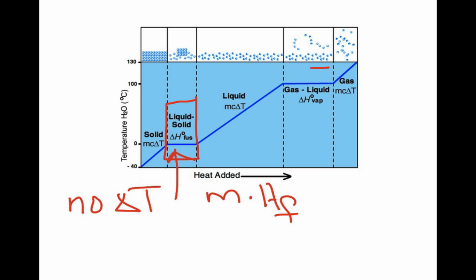Okay? We run into the same problem right here when liquid water becomes a gas. Again, that occurs at constant temperature, so there's no delta T. So in that case, we're going to use the formula mass times heat of vaporization.